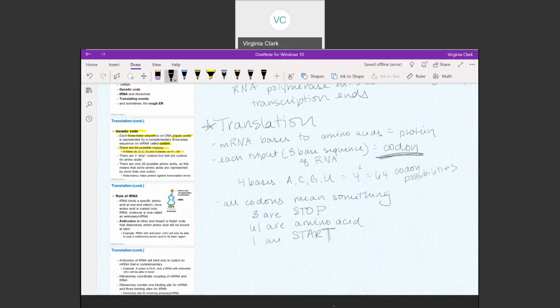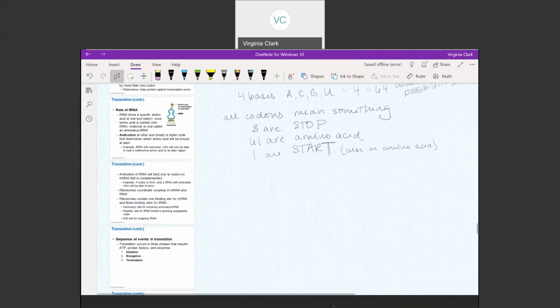This one that codes for start is also an amino acid. But if it's the first one, it will say go. So there are only 20 amino acids, but there's 64 codons and 61 code for an amino acid. So of these 20 amino acids, 61 codons, they're going to replicate. So some are going to be redundant.